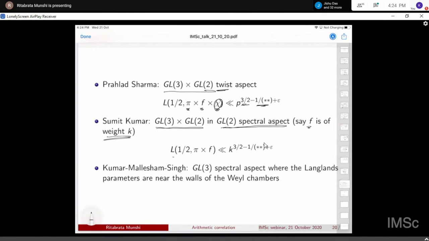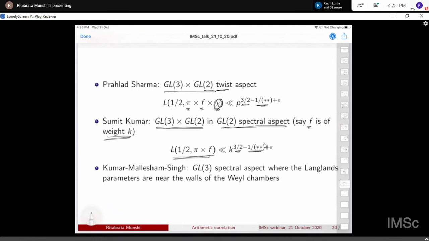Okay, so then if you look at this Rankin-Selberg convolution, there are 6 gamma factors in the functional equation, and so the conductor is like k to the power 6. So k to the power 3 by 2 is the convexity, and he gets a subconvex bound in this case.